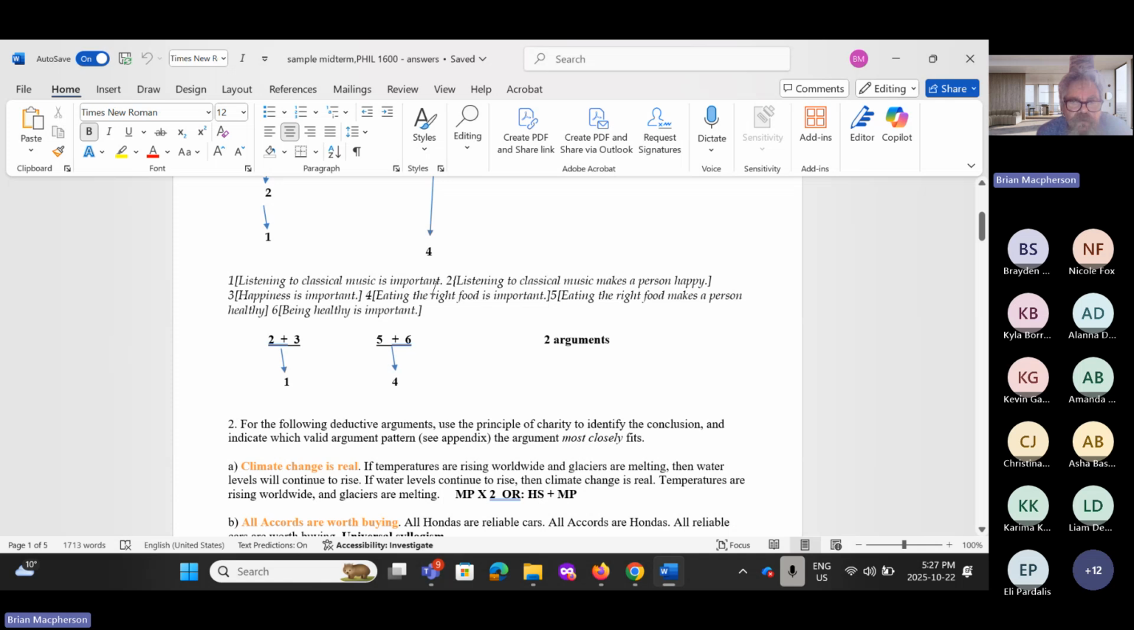Now, another claim, a separate claim, is that eating the right food is important. Why? Well, eating the right food makes a person healthy, and being healthy is important. So that means that 5 and 6 conjointly support 4. So remember that the number of arguments equals the number of conclusions. So there's a conclusion here, and there's a conclusion in the other argument. So there are two arguments present altogether, right?